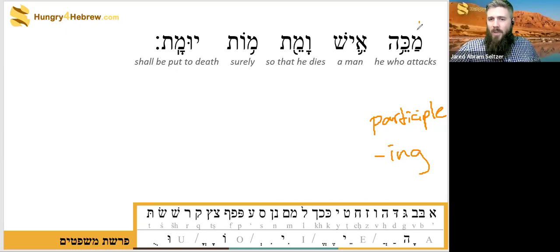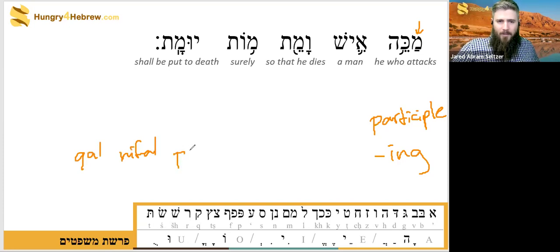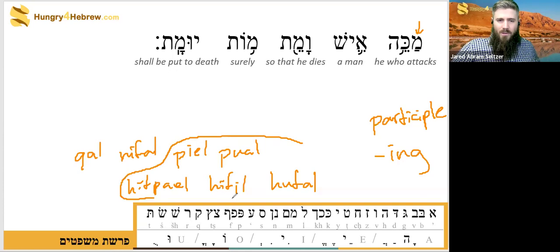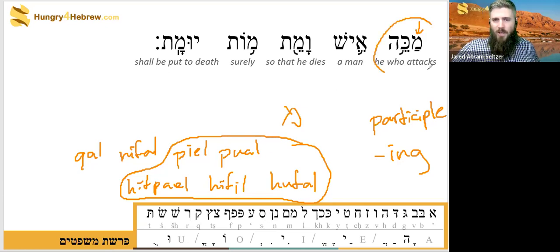Now the mem will show up on all but 2 of the binyanim. All right, there are 7 binyanim. There's Kal, there's Nephal. Help me out. Piel, Pual, Hitpael, Hifil, Hufal. Of these, those 5 will have a mem preformative. So it will have a mem at the front. So this right here is a hifil. So it gets a mem at the front. That's your participle. Kal and Nephal do something different.